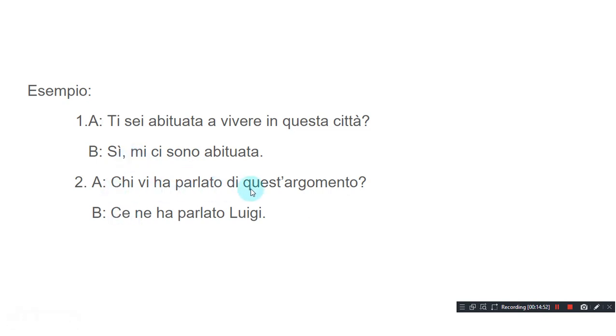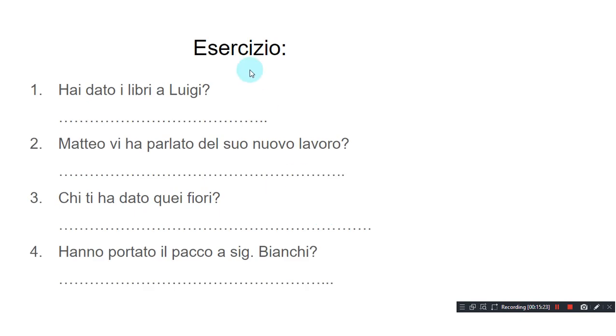Chi vi ha parlato di questo argomento? Who spoke to you about this subject? Ce ne ha parlato Luigi. Parlare di qualcosa, that's why we use ne, to speak about something. Ce ne ha parlato Luigi. Luigi spoke to us about it. Ce ne, mi ci, just like in the chart that we have previously seen. So let's have a look at some exercises now.